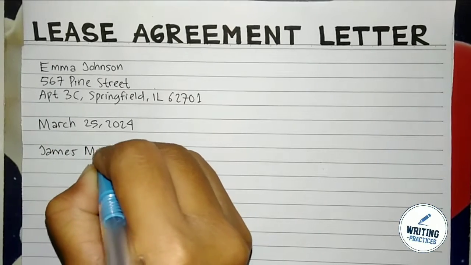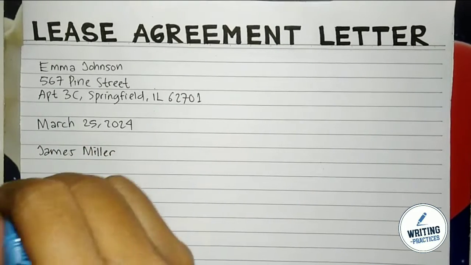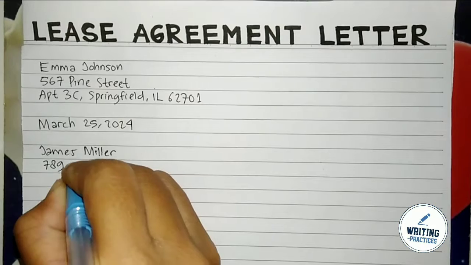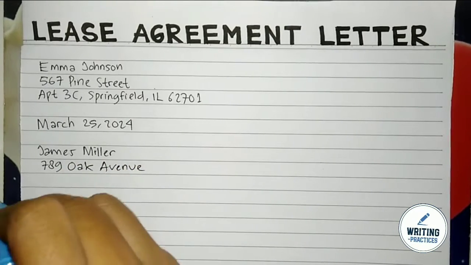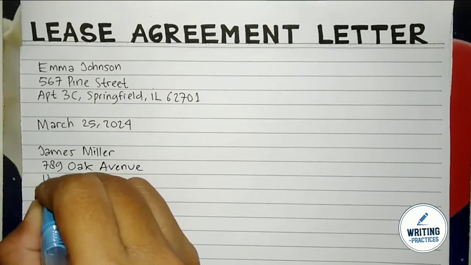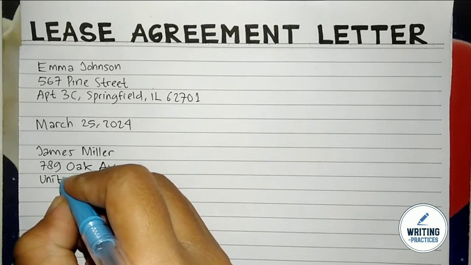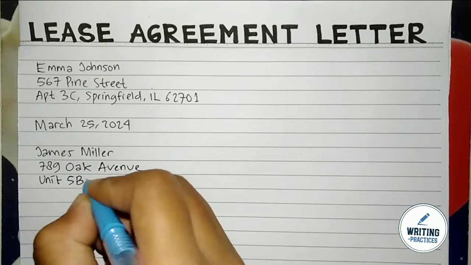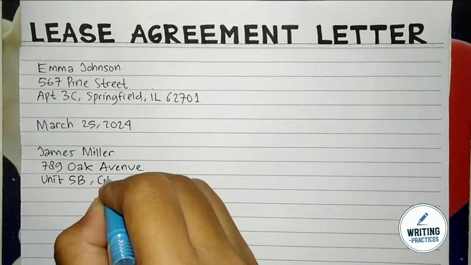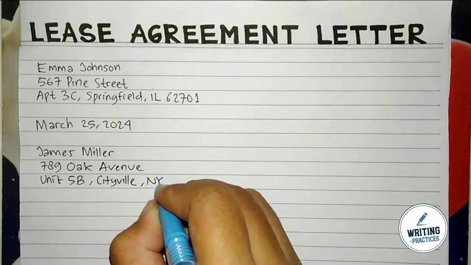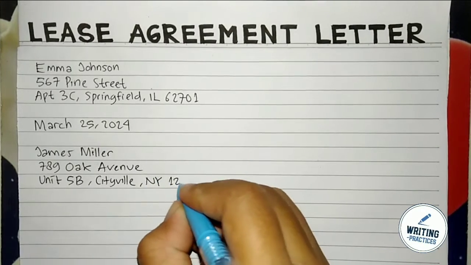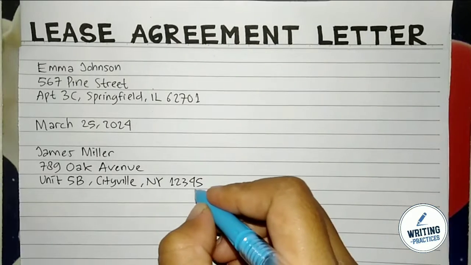Here, Writing Practices will show you how to write a lease agreement letter step by step. Check this out. First of all, you must write your full name. And then, write your home address. You need to include the number, street name, unit code and number, city, state, and zip code. After that, write the date of the letter. Yes, use the format of month, date, and year.